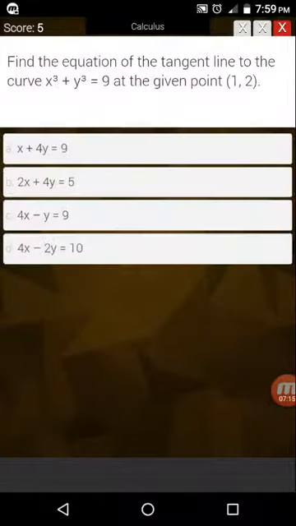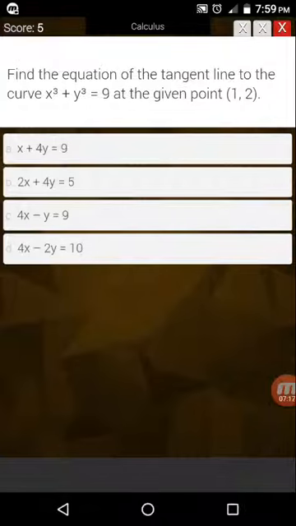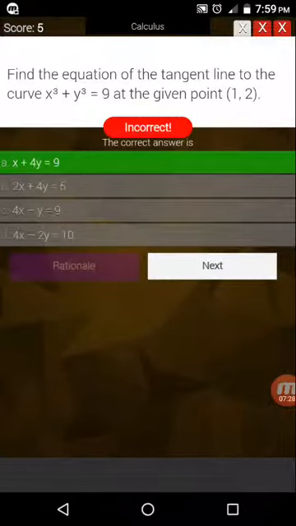Next is find the equation of the tangent line to the curve x cubed plus y cubed equals 9 at the given point (1, 2). So the correct answer is x plus 4y is equal to 9.